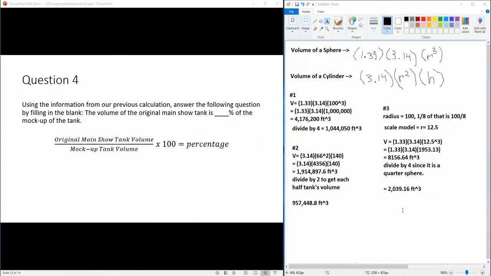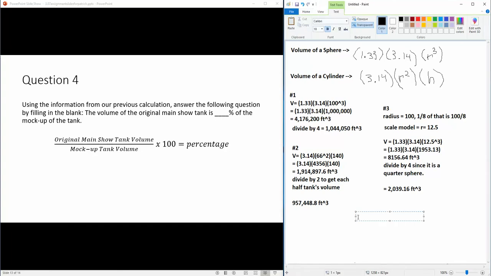The very last question is just asking you to compare them. In order to do number 4, you simply have to do the following. You have to get the correct volume from number 1. You have to get the correct volume from number 3. You divide them like you see here. So it says, answer the following question. The volume of the original main shown tank is blank percent of the mock-up. So you're kind of comparing the original to the mock-up, and that's going to get us a decimal, and we simply multiply that by 100 to create a percent.